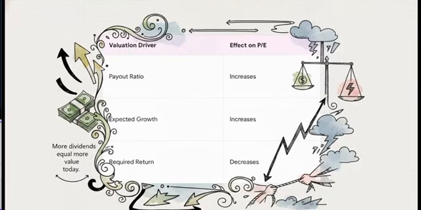You see, a PE ratio absolutely does not exist in a vacuum. If a company has higher expected growth and a higher dividend payout ratio, that's going to push your justified valuation up. But if the required return, which basically means the underlying risk of the investment, increases, well, that forces the valuation down. It's this constant dynamic tug-of-war.